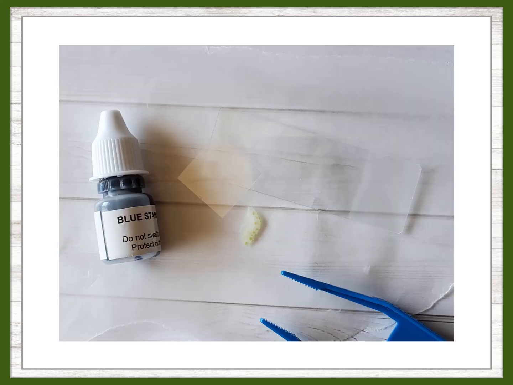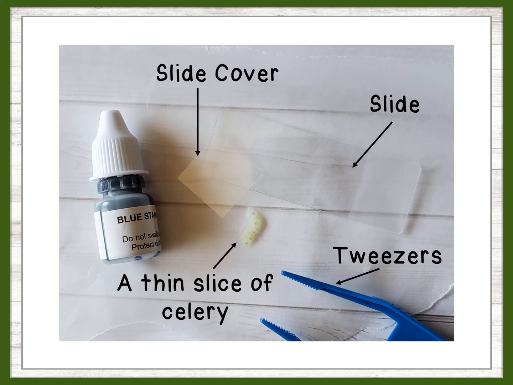If you have a microscope and would like to do this yourself, you will need a slide, a pair of tweezers, a thin slice of celery, a slide cover, and some blue dye. The blue dye is optional, but it does help make it easier to view the cells. You can make your own blue dye at home by diluting blue food coloring with water.